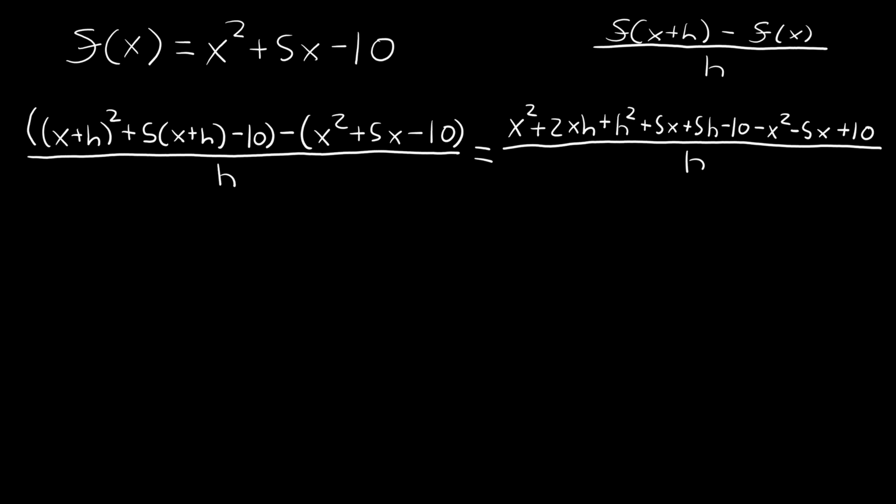We'll then cancel like terms. So we have a negative x squared right here and a positive x squared, a negative 10 and a positive 10, a negative 5x and a positive 5x. And so we'll be left with 2xh plus h squared plus 5h all over h.